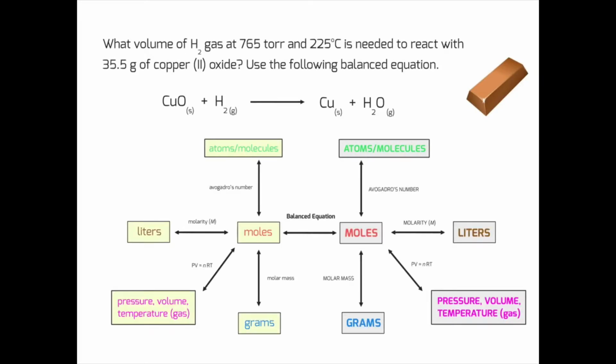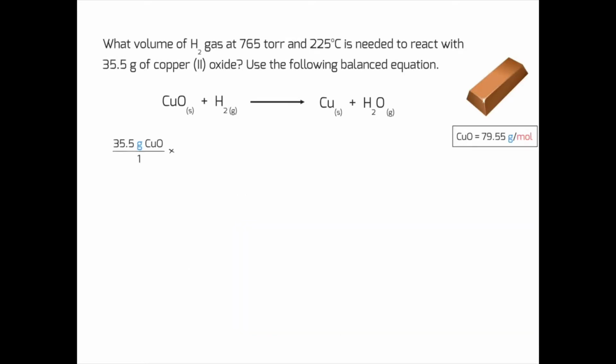Looking at our stoichiometry diagram, we've been given grams of copper(II) oxide, and we've been asked to find volume of H2. So we're going to go from here to here. The first thing we need to do is to convert grams of copper(II) oxide to moles of copper(II) oxide, and we do that by using the molar mass of copper(II) oxide. So we start our calculation with our 35.5 grams of copper(II) oxide, and we're going to convert from grams of copper(II) oxide to moles of copper(II) oxide using the molar mass.